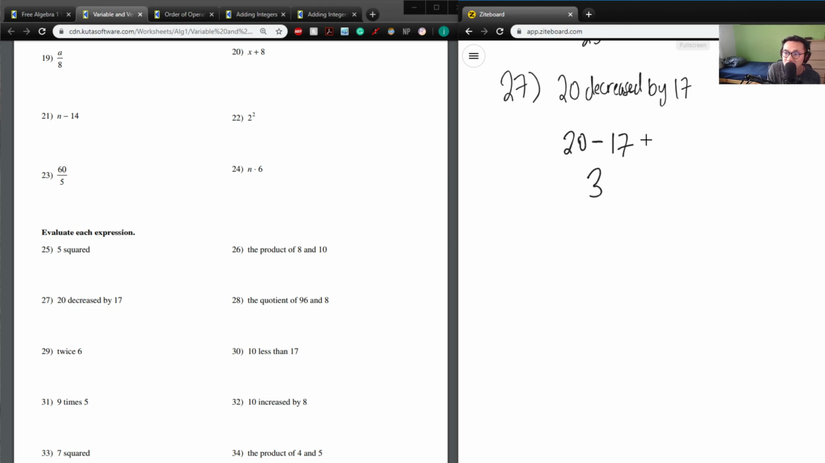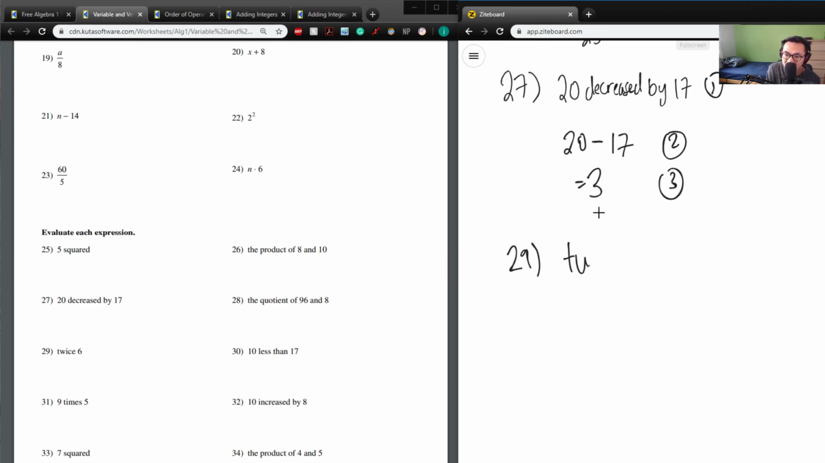So again, step 1 is our word expression, step 2 our algebraic expression, and step 3 is our evaluation. So our answer here is 3. And I'm going to put an equal sign here just to denote that. 20 minus 17 obviously equals 3. So let's do 29.